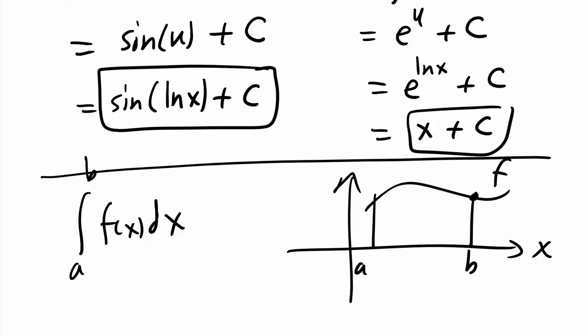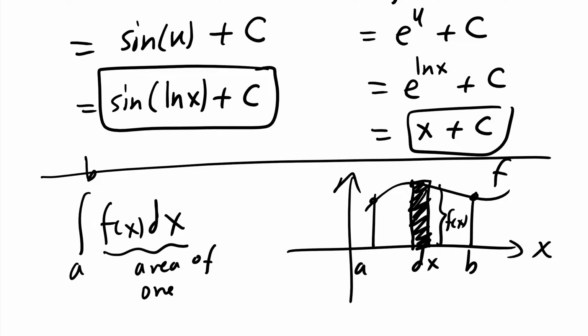This is f, from a to b, and this is a rectangle. You do dx, the width of the rectangle, and this is f of x. So this is the area of one rectangle. And then what does that say from a to b? It's saying take all the areas of all the rectangles from x equals a to x equals b and add them up to get the whole area under the curve. So that's what we have here.